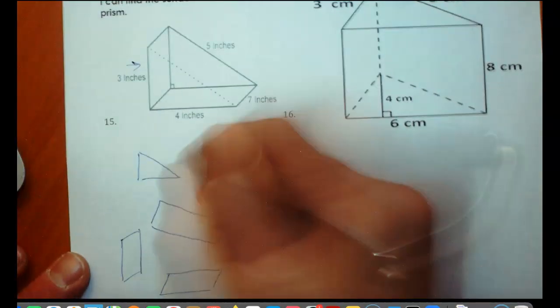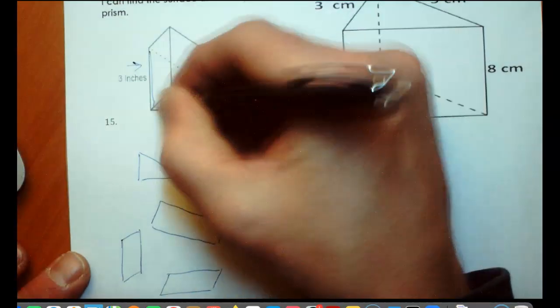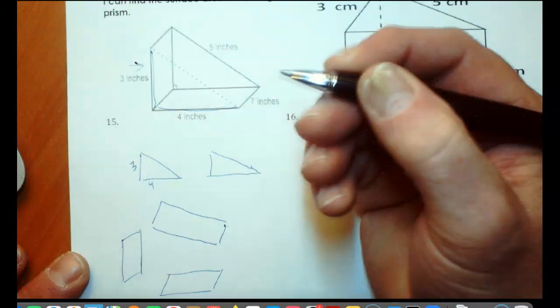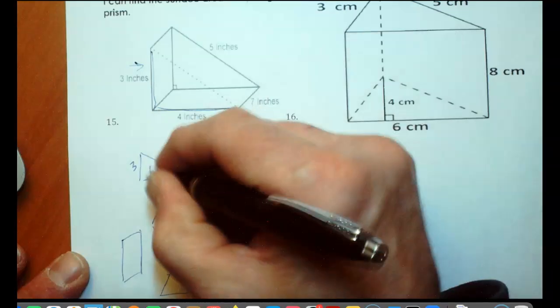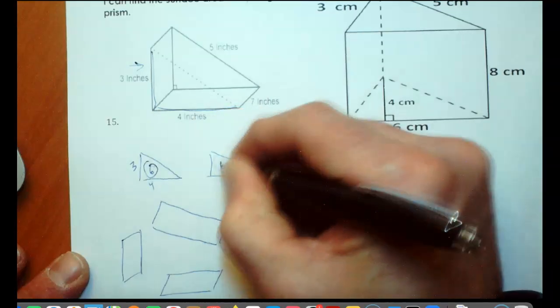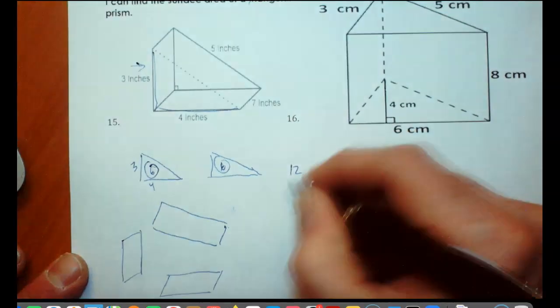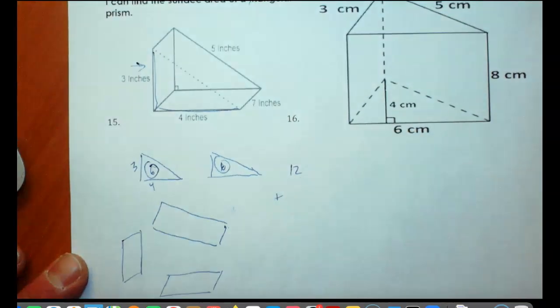But the areas of the triangles, well, this triangle is 3 times 4. So 3 times 4 is 12, and then you have to divide that by 2 because it's a triangle. So this is 6, and of course the other triangle is 6. So those 2 triangles together, we've got 12. This will just be our little tally chart over here. We'll add all these sides together.